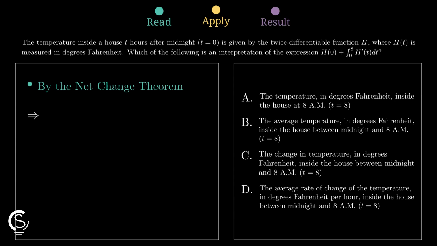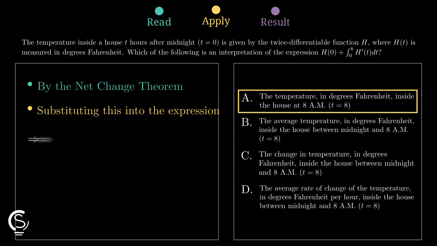The sum simplifies to h of 8. This represents the actual temperature inside the house at 8 a.m., making option A the only correct choice.